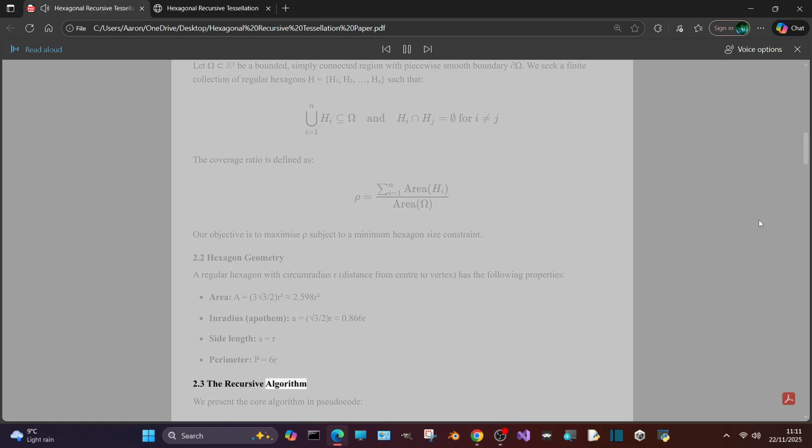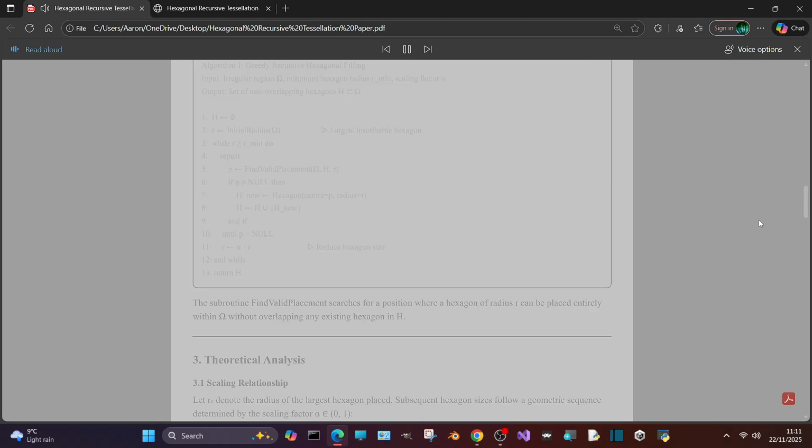2.3 The recursive algorithm. We present the core algorithm in pseudocode. Algorithm 1. Greedy recursive hexagonal filling. Input. Irregular region omega, minimum hexagon radius r_min, scaling factor alpha. Output. Set of non-overlapping hexagons H, a subset of omega.